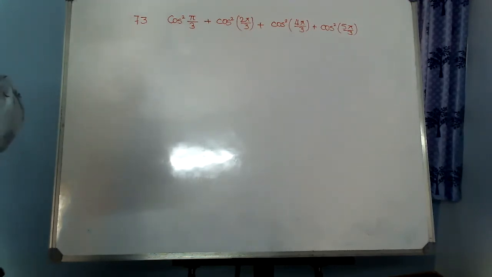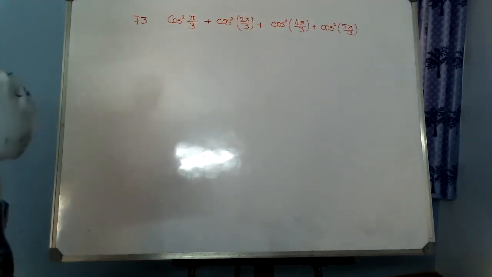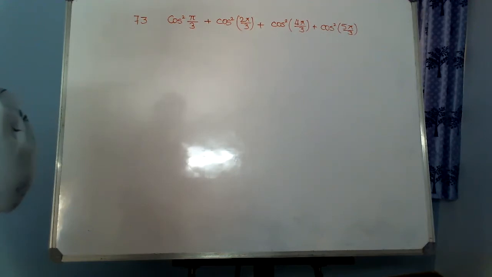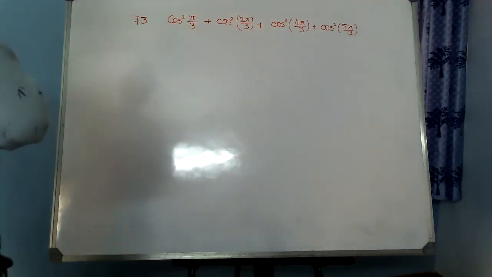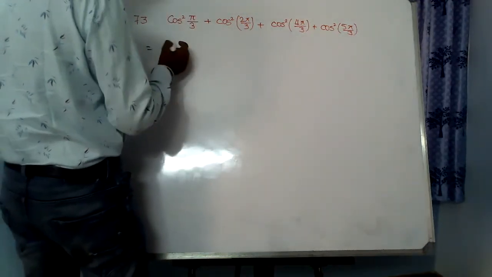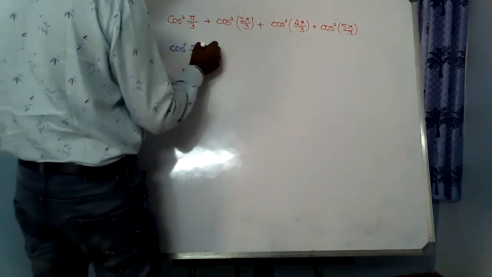Okay, we can convert it, no problem. Pi is 180, so pi by 3 is 60, and we can reach there, not a problem. Fine. Cos square pi by 3, this I'll keep as it is because pi by 3 is anyway 60 degrees, so nothing to be worried about.